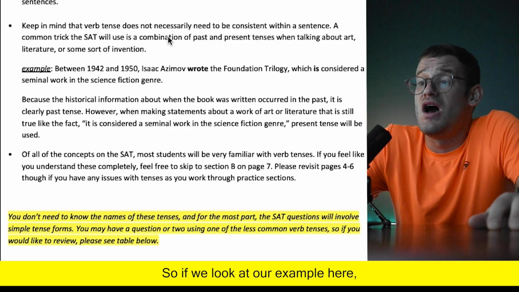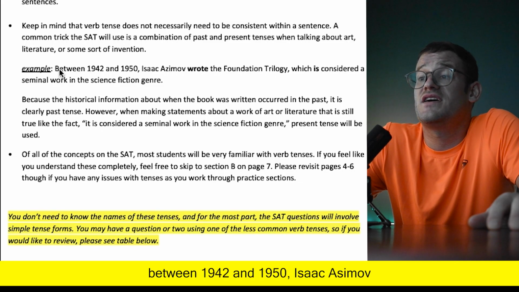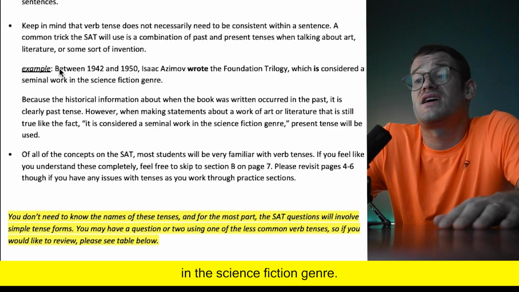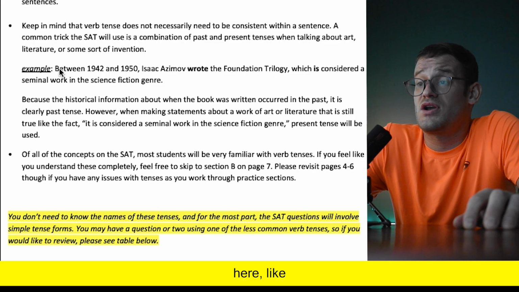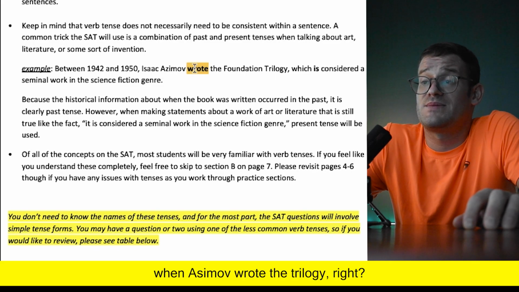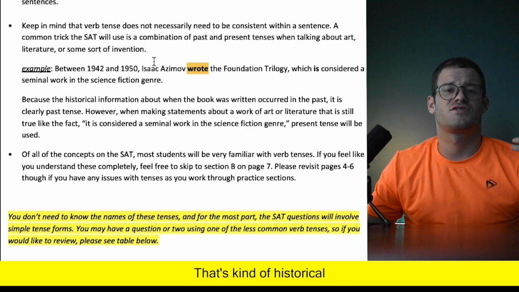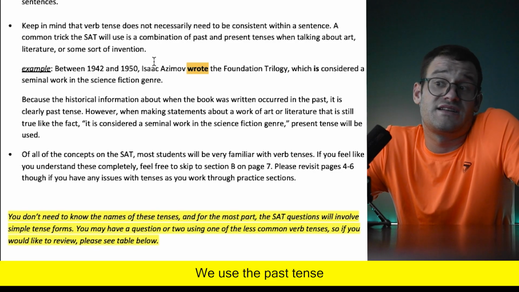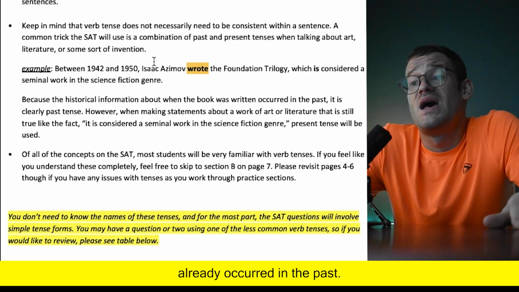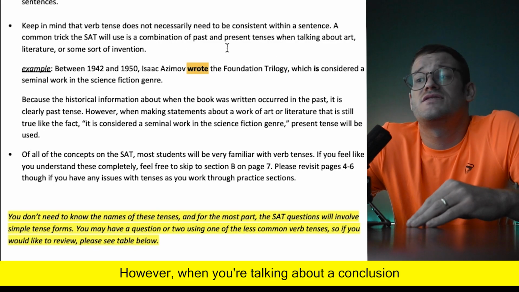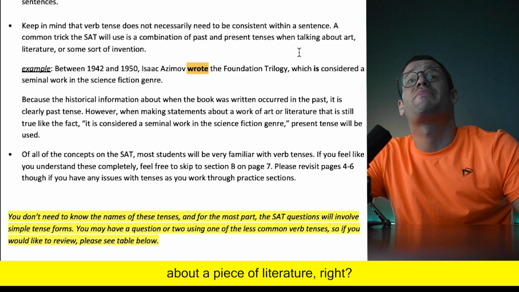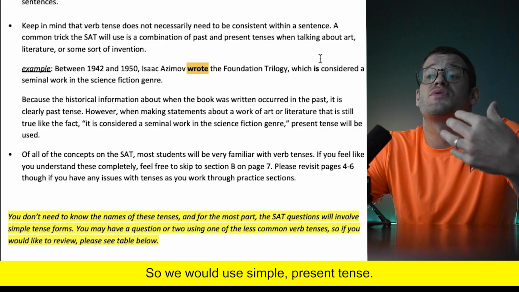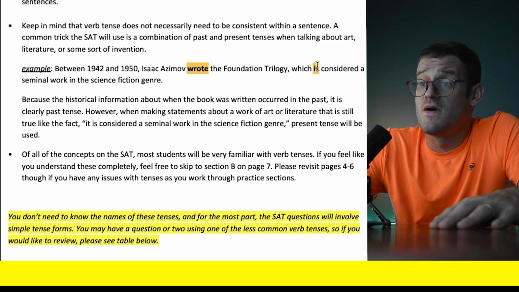So if we look at our example here: between 1942 and 1950, Isaac Asimov wrote the Foundation Trilogy, which is considered a seminal work in the science fiction genre. Notice here, when we're talking about when Asimov wrote the trilogy, that's historical or biographical information about the author. We use the past tense because obviously that already occurred in the past. However, when you're talking about a conclusion or just a general statement of fact about a piece of literature, those conclusions are still true today, so we would use simple present tense.